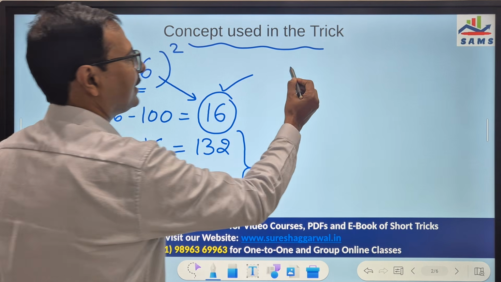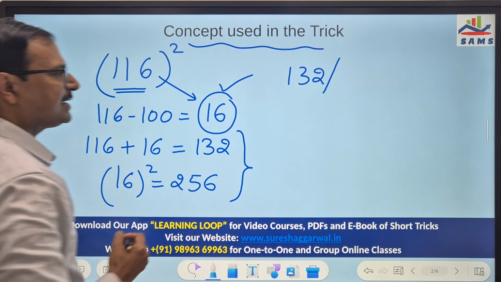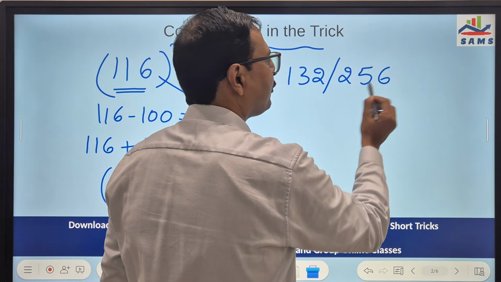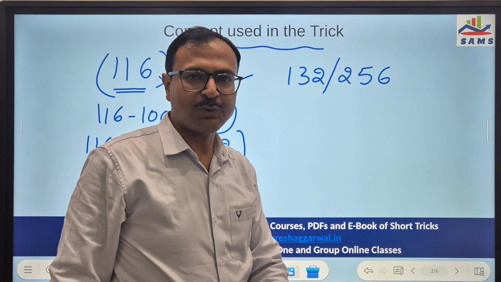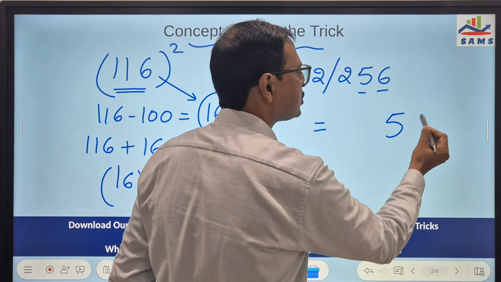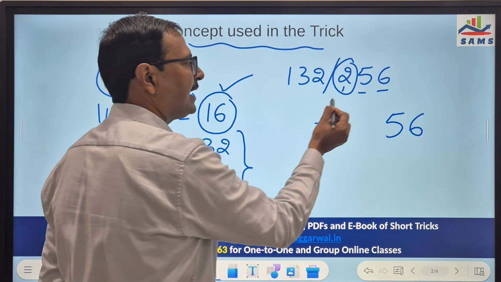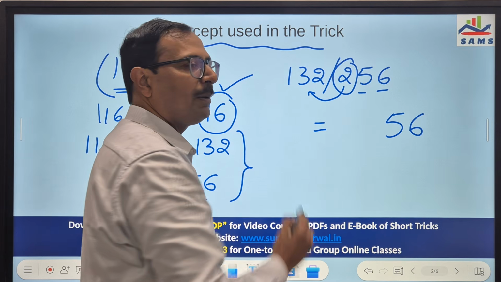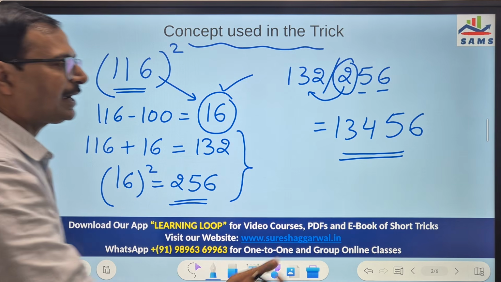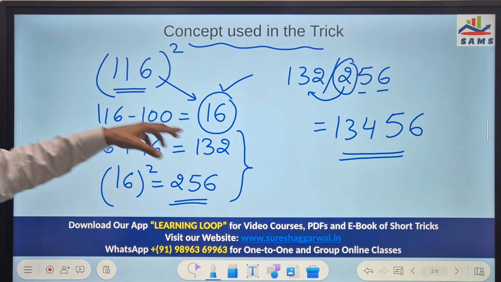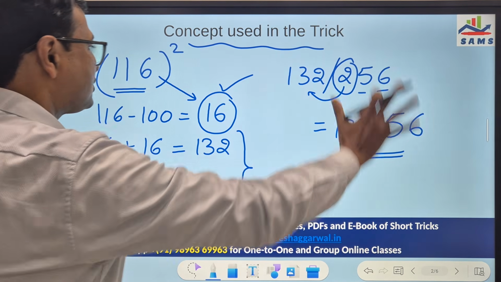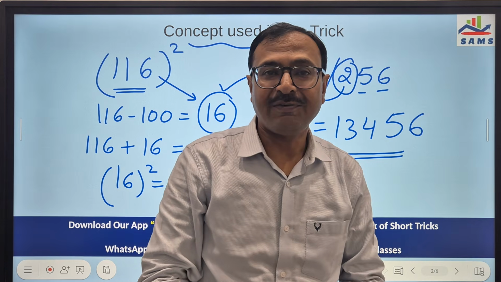Once I know these two numbers, I write 132, the first number, separated by a slash, and then write the second number, 256. From the second number, I always have to retain 2 digits from the right hand side. So 56 will come in the answer, and this extra digit gets carried forward here. So 132 plus 2 becomes 134, and here you have the answer. Now pick up the calculators. 116 square is 13456.